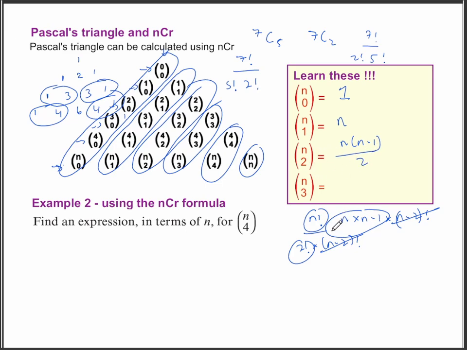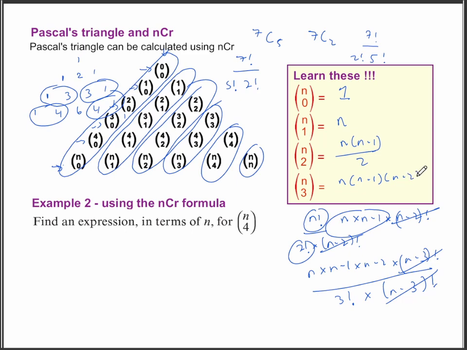For n choose 3, we do the same thing, just add one more number. n times (n minus 1) times (n minus 2) times (n minus 3) factorial over 3 factorial times (n minus 3) factorial. These are going to cancel out. We end up getting n times (n minus 1) times (n minus 2) over 3 factorial, which is just 6. So n times (n minus 1) times (n minus 2) over 6. And that's going to be n choose 3.